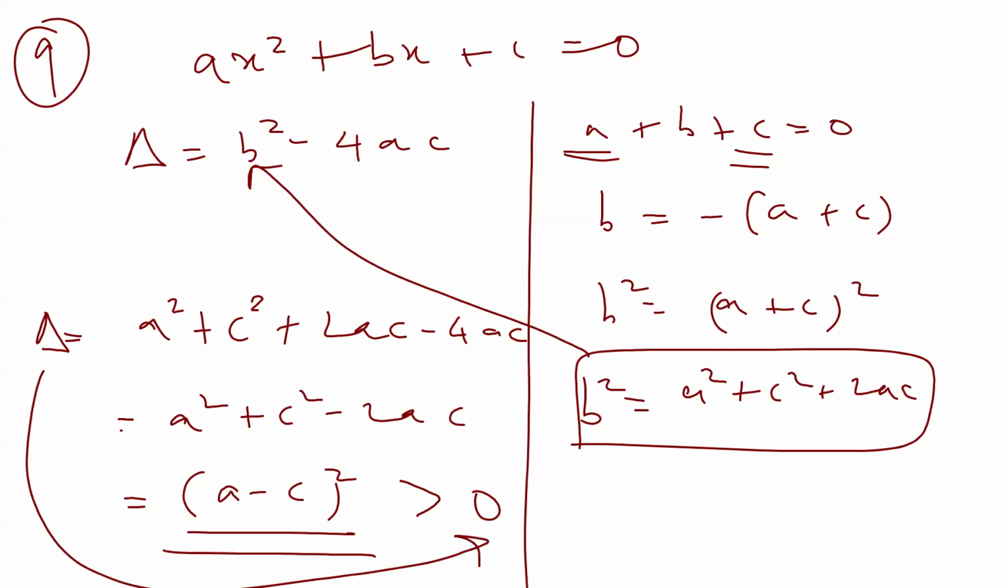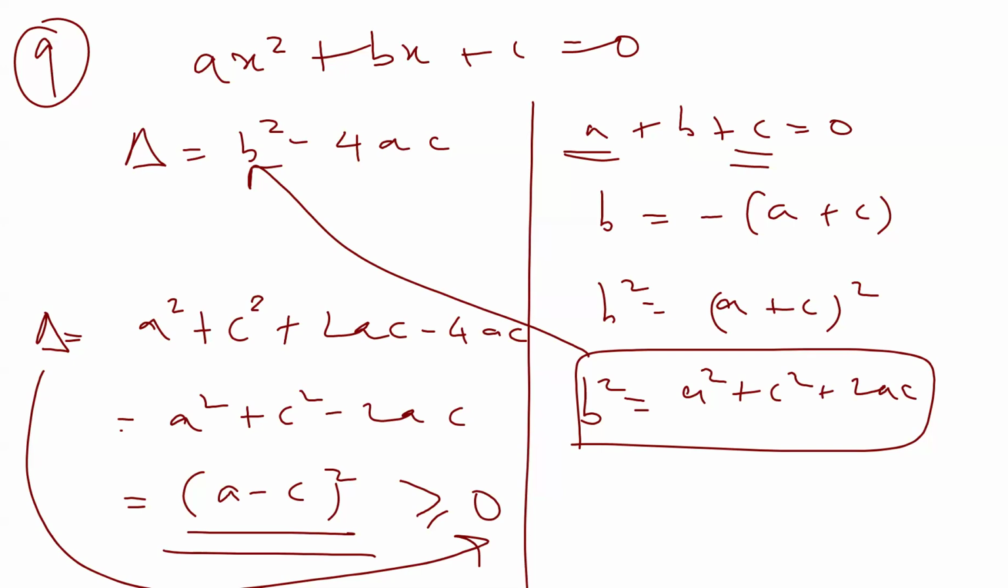But then if a and c are not equal, delta will be greater than 0 only. So I'll just put equal to 0 also over here because it can be greater than and equal to also. In both the cases, they are real, but for greater than 0, the roots are unequal. For delta equal to 0, the roots will be equal, and delta will be equal to 0 only if a and c are equal.